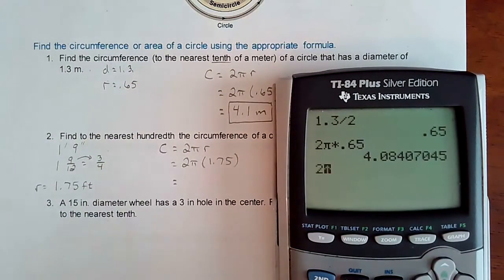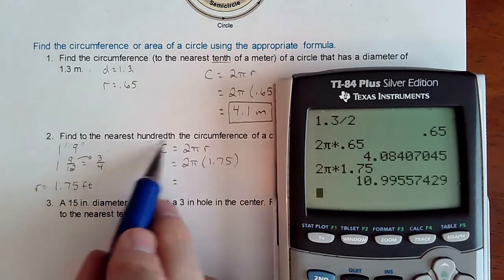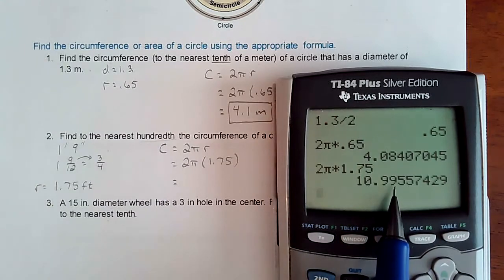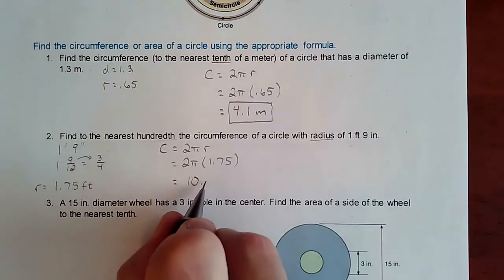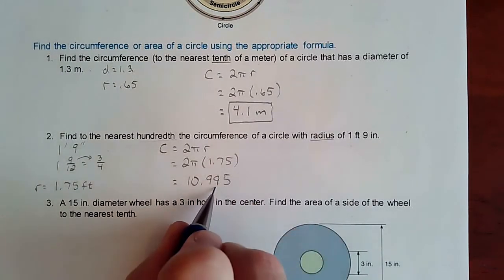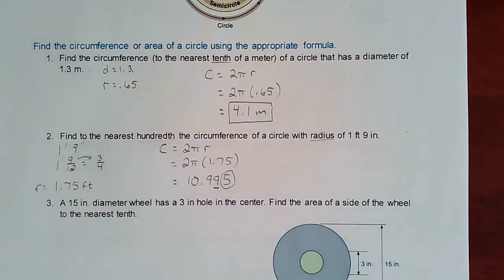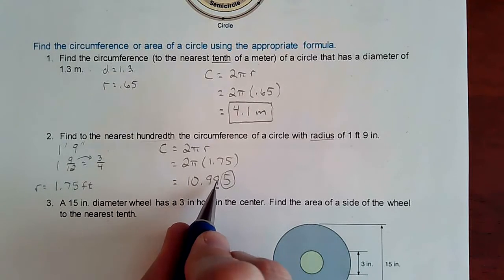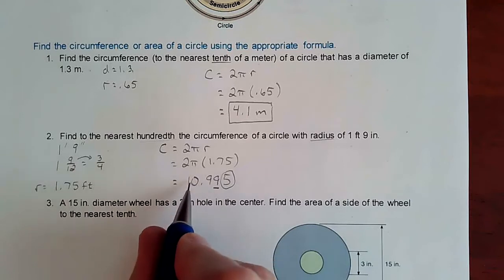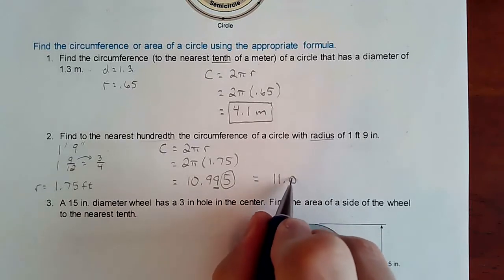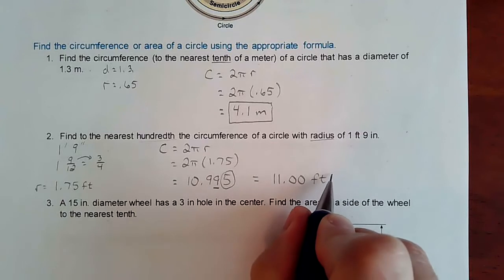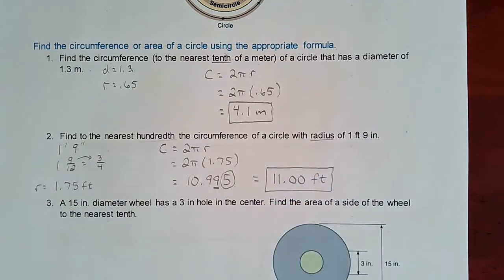Okay, so we have 2 pi times 1.75, and we want to round that to the nearest hundredth. So the hundredth is right there. So we have a 10 point, let's write that down. We have 10.995. We want to round here, so it's the 5 that's going to dictate that. So the 5 bumps that up, which makes that a 10. We're going to put a 0 and carry the 1. That makes that a 10. We're going to put a 0, carry the 1. So that's going to finalize as 11.00 feet. So that's the circumference.